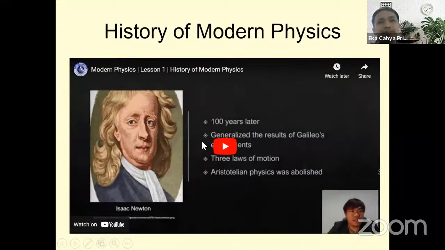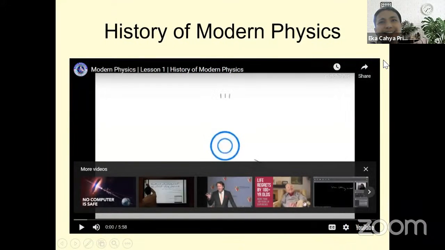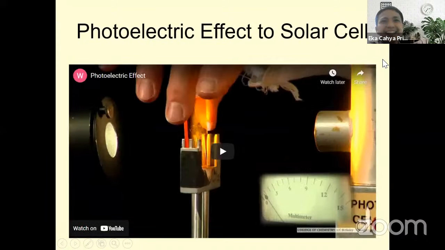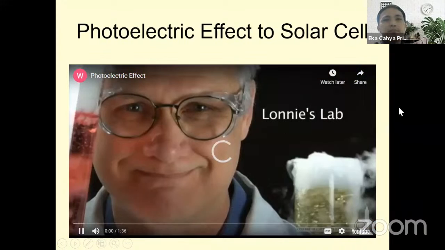So thank you very much for the explanation. We will go to another slide. Now here, photoelectric effect to solar cell. Yeah, this is the first foundation of modern physics, and people nowadays use it for many purposes. Not only for solar cell, but now people found computer, right? People found Android phone. It applies modern physics concepts inside.